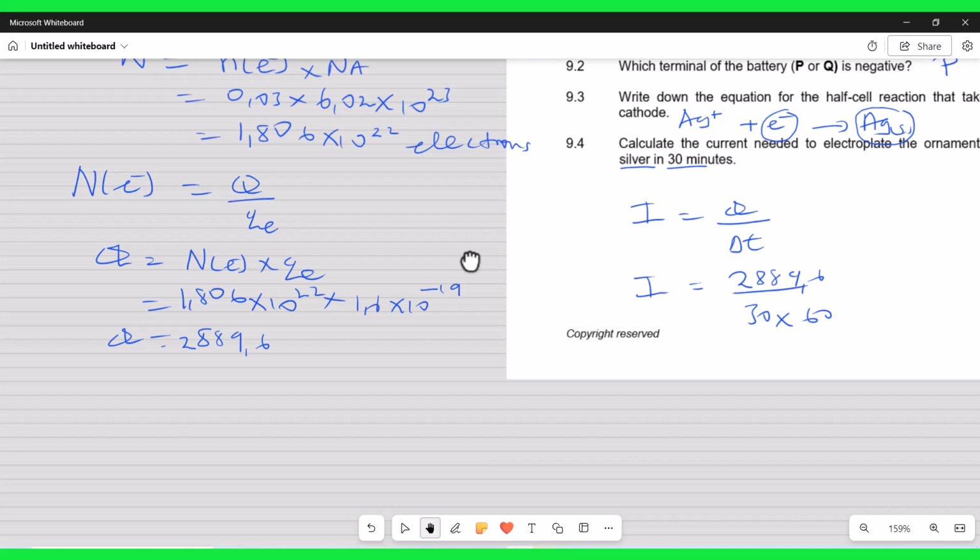So our final answer here, calculators, we get 1,61 amperes. So the current will be 1,61 amperes.